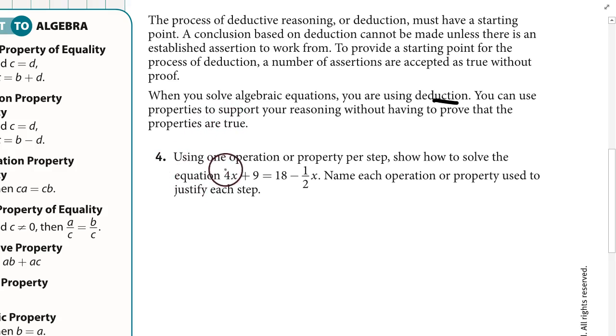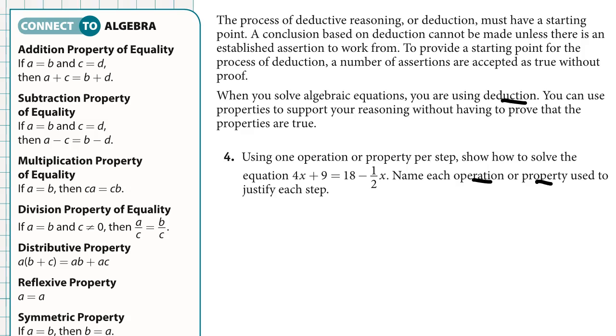Number 4, use one operation or property per step and show how to solve the equation 4x + 9 = 18 - 1/2 x. Name each operation or property used to justify the steps. The operations and properties that we have to choose from are over on the side of the page. To solve this equation in algebra class, the first thing that you probably did was write it out. And here it is.